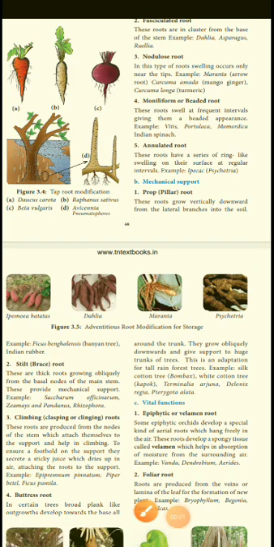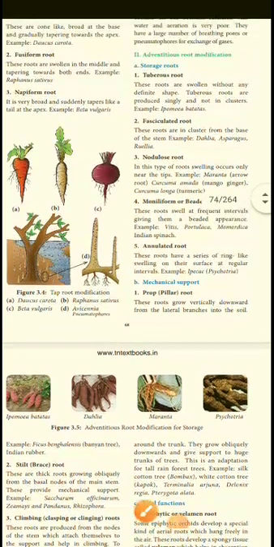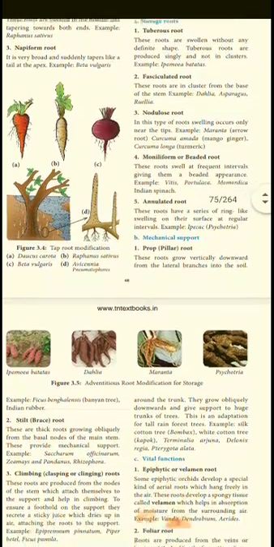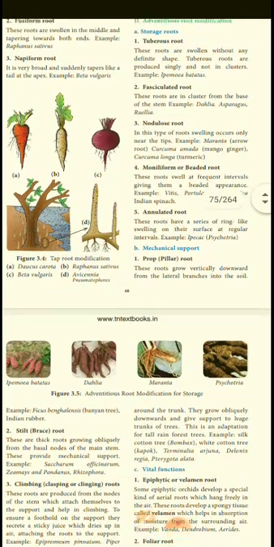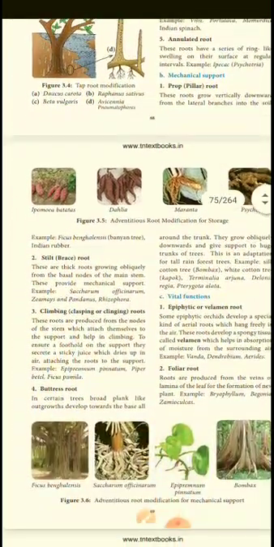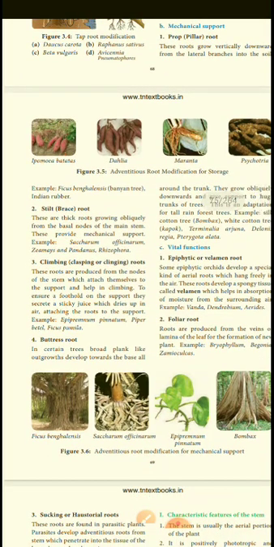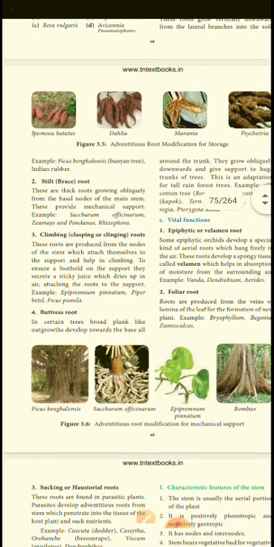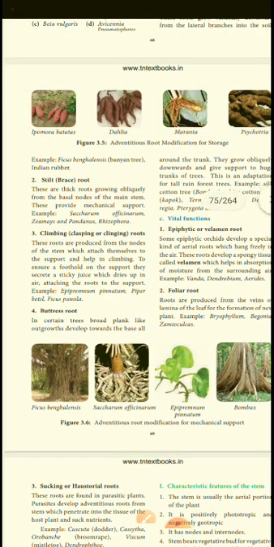Lessons. Yesterday in class we saw mechanical support, advantages, and modifications in the vegetative parts. In this lesson we will see how each plant gets its mechanical support. These are the thick roots growing obliquely from the basal nodes of the main stem. So they provide the mechanical support.